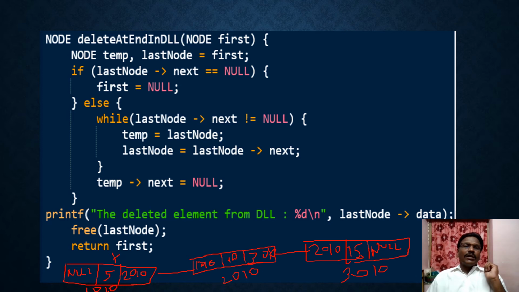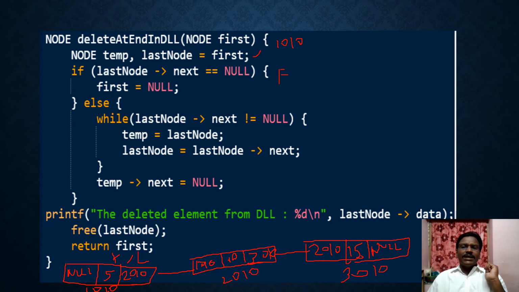Now delete node and double. The first is representing 1010. Now node temp, last node equal to first node. At present it is the first node, and in the same way it is also the last node after the statement execution. Now if last node next equal to null, the last node next is representing 2010. So the condition is false, so move to else.